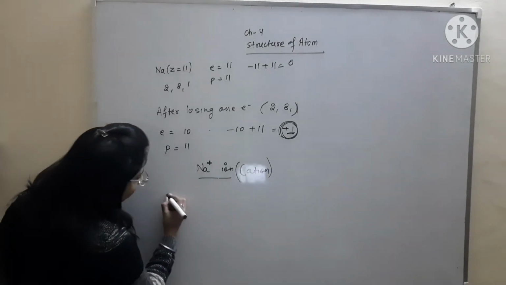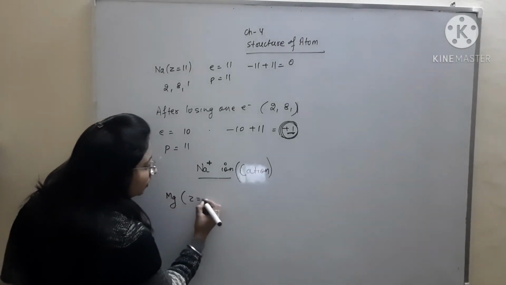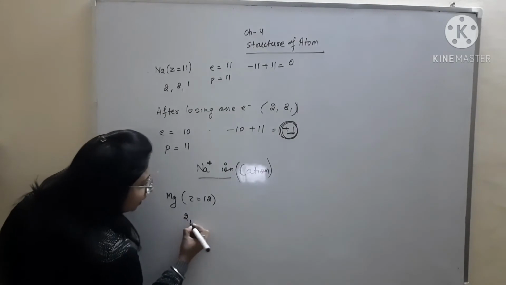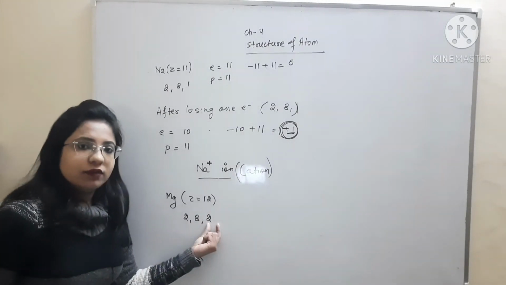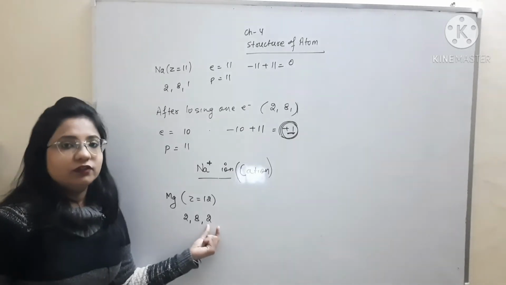Similarly, let's take one more example. Magnesium has atomic number 12, so its configuration is 2, 8, 2. It has 2 electrons in the outermost shell. It's not stable at all.